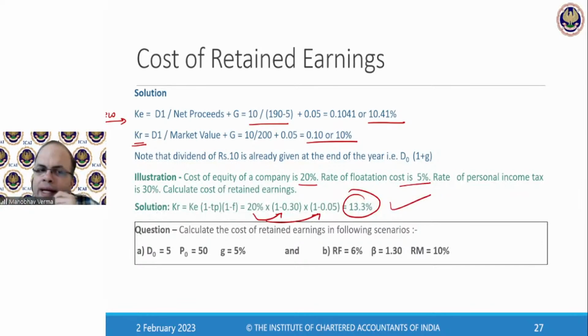So what would be the answer for A, guys? Quickly. Cost of retained earnings or cost of equity for point number A at the bottom. Already getting some answers. Mind you, we are talking about a D0 here, whereas we would be needing D1.